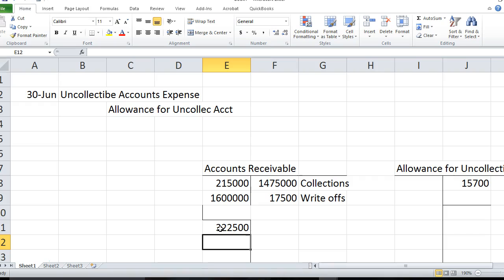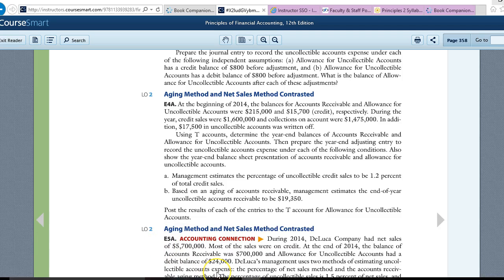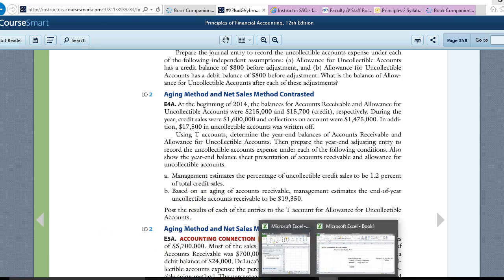Now, it's telling us that based on a percent of sales, what is the amount of uncollectible? Based on the percent of sales, it tells us management estimates the percent of uncollectible credit sales to be 1.2% of total credit sales. What are our total credit sales? 1,600,000. 1.2% of 1,600,000 is what?